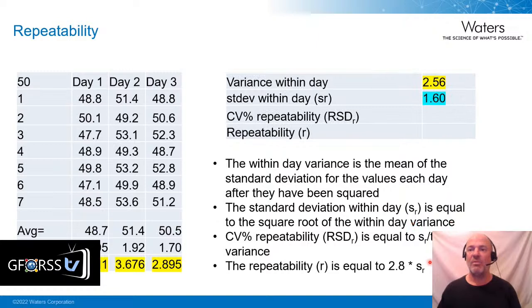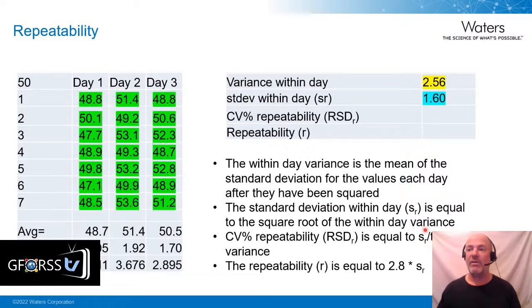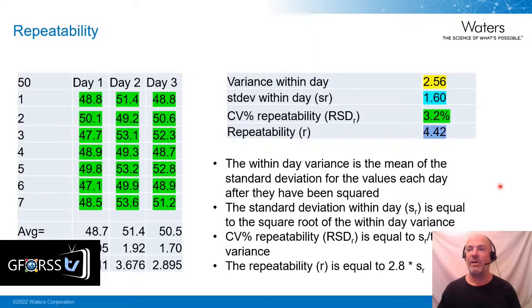The third value is the repeatability expressed as RSD, and this was equal to the standard deviation within the day divided by the total variance that we see in the table. And when we do that, we get this value here. And then lastly, but not least, the repeatability value as shown on the screen.